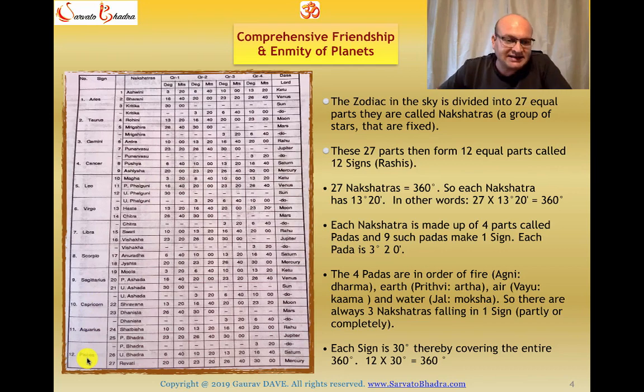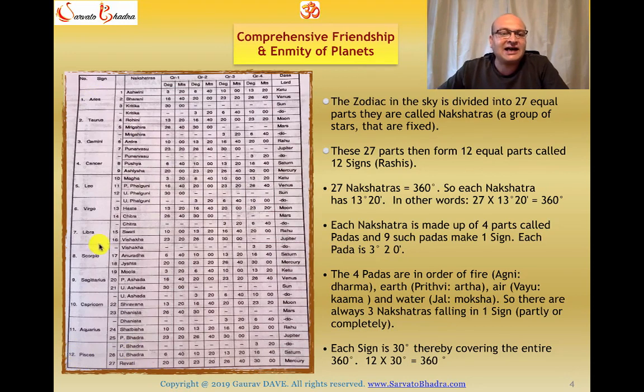These are the 12 signs, and the final sign is formed by Revati Nakshatra, Uttar Bhadrapad Nakshatra, and Purv Bhadrapad Nakshatra. The last pada of Purv Bhadrapad falls in Pisces, then Uttar Bhadrapad complete Nakshatra, and Revati complete Nakshatra with all four padas. They constitute the Pisces sign.